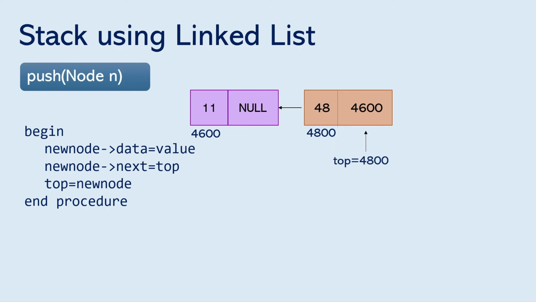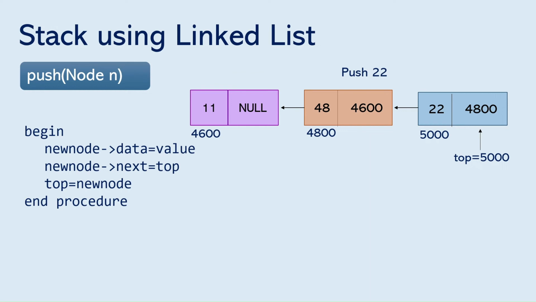So it will basically look like this, and let's try to create a new node again with a value of 22 and address of 5000. And let's try to apply the same algorithm again. Now the new node of data is value and the value given is 22 and new node next equals to top. Now the pointer of this node will store the value of top, which is 4800, and then the top will be given the value of the address of the latest node, which is 5000, and it will basically look like this. So this is how push function works.